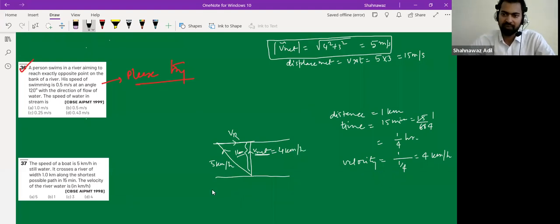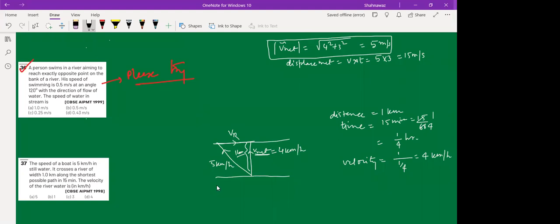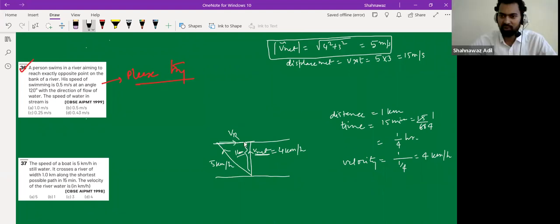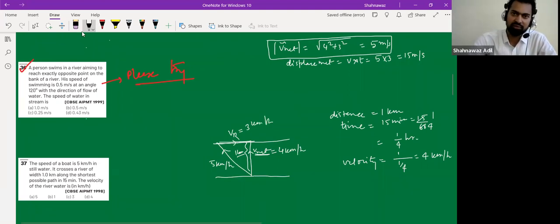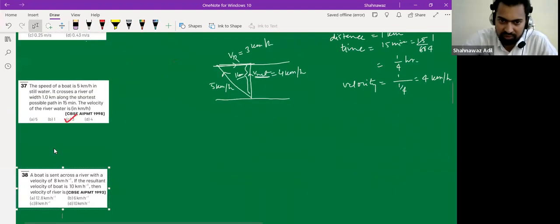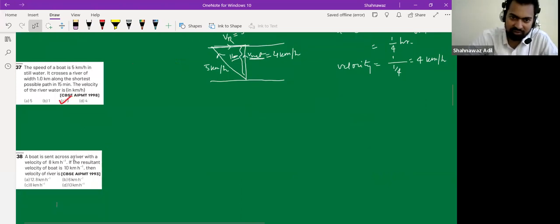Right. Any doubt? No, sir. So this is 5, this is 4. This will be what? Remember the triangle. Direct answer. 3. Right. So 3 kilometer per hour. So this one. Okay. Now let's just. So this is again your homework. Okay. Now let us do the river problem.